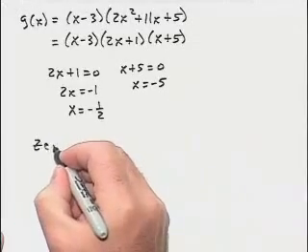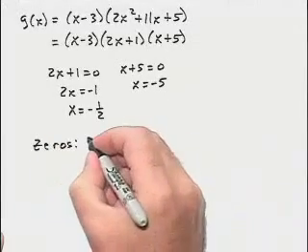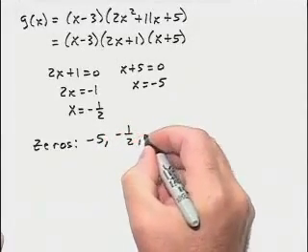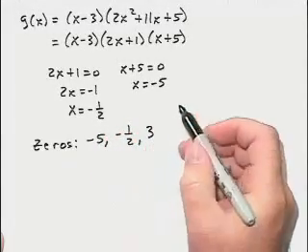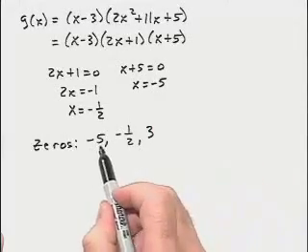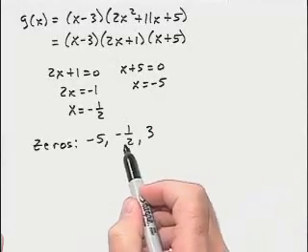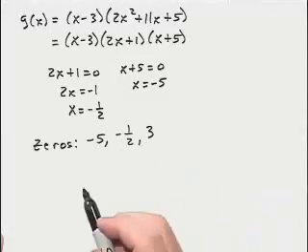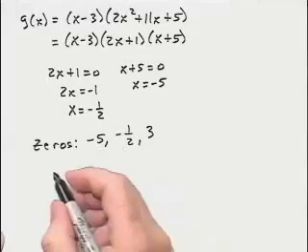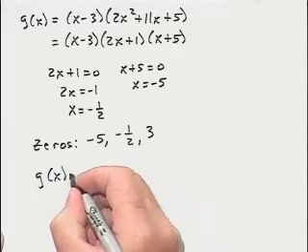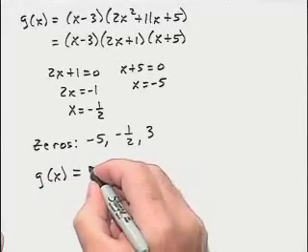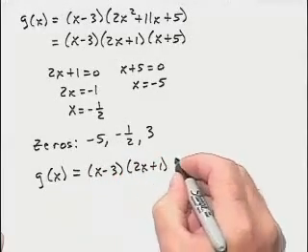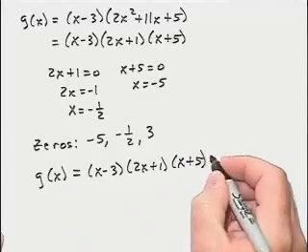Therefore, the zeros for our function are negative 5, negative 1/2, and 3. Now, if you notice, these are three rational zeros as well, and if we look back in Part C at our list of potential rational zeros, we'll see that each of these occurred in that list. Our function in completely factored form is then x minus 3 times 2x plus 1 times x plus 5.